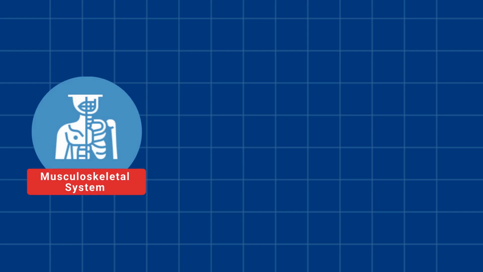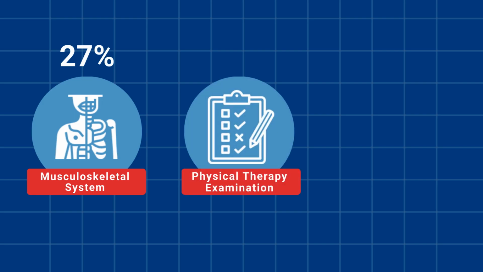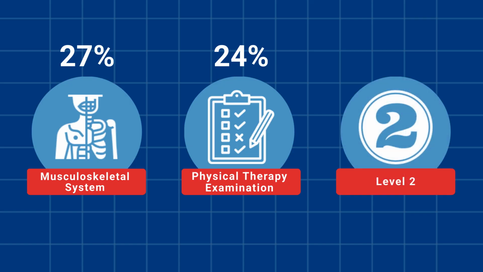This question is a musculoskeletal system question, which represents approximately 27% of all exam items. This question is a physical therapy examination question, which represents approximately 24% of all exam items. This question is a Level 2 question, since the question requires students to integrate numerous pieces of information or to apply knowledge in a given clinical scenario.